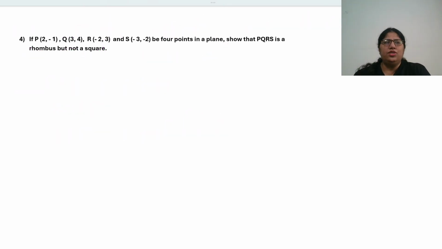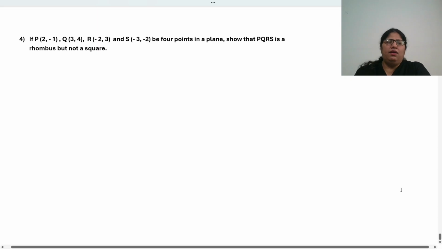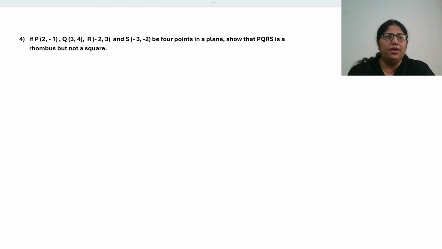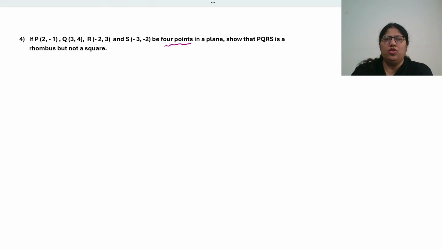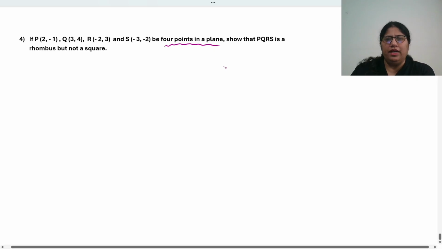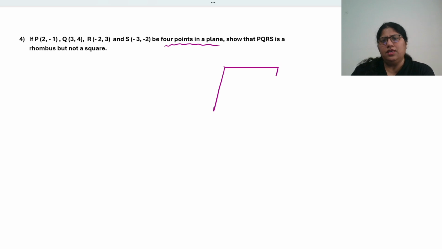Now the next question, question number 4: if P is (2, -1), Q is (3, 4), R is (-2, 3), and S is (-3, -2) are the four points on a plane, show that PQRS is a rhombus but not a square, right? So let us first try to draw the rhombus. What are the properties of a rhombus? All four sides are equal and the diagonals are not equal.